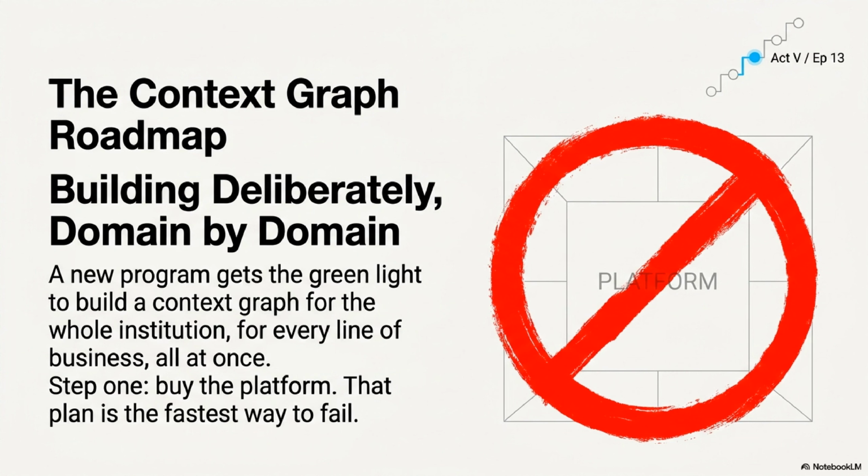A new program gets the green light. The plan is ambitious. Build the context graph for the whole institution for every line of business all at once. Step 1. Buy the platform. That plan is the fastest way to fail at this. Let me show you the slower, narrower way that actually works.